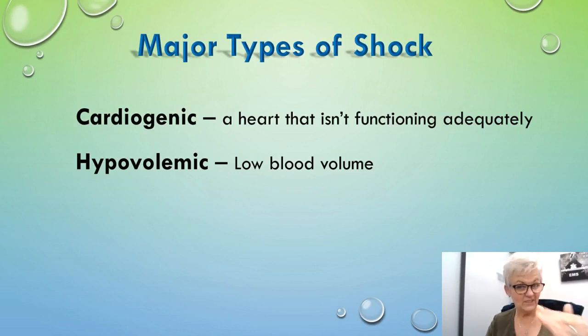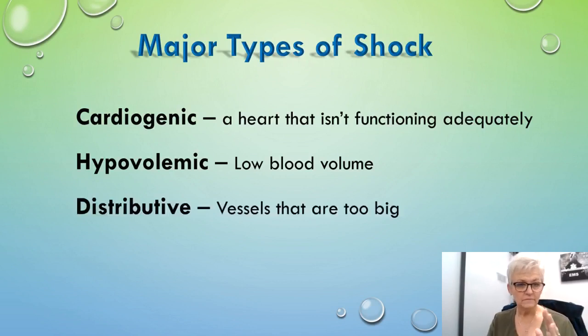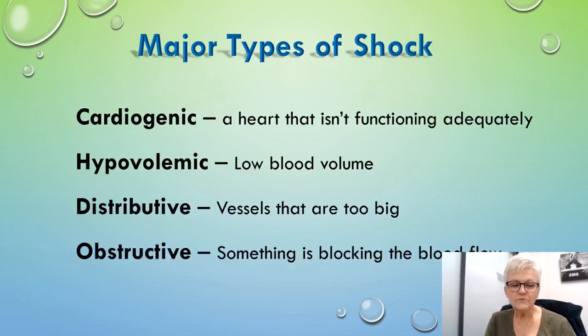Okay. So you get this? We're looking at what the cause is. Okay. There's another classification of shock called distributive. And there are 3 different things that may cause this, but basically it means the vessels are too big. They're not constricting like they should to be able to help keep the blood pressure up. So distributive shock means the vessels are too big. And then the last one is obstructive shock, which simply means something is blocking the blood flow.